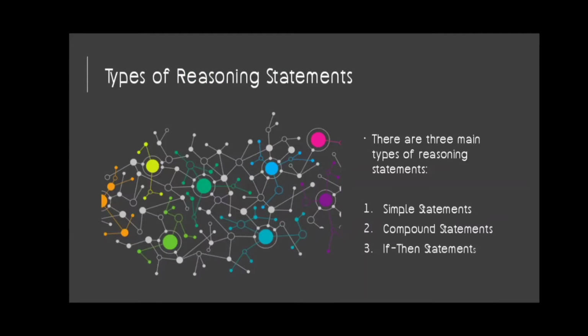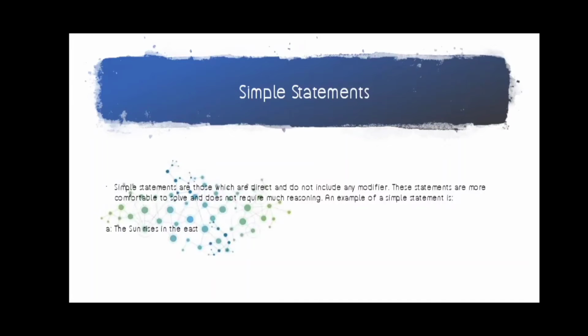Next, we have the types of reasoning statements. There are three main types of reasoning statements: the simple statement, the compound statement, and the if-then statement. First is the simple statement. Simple statements are those which are direct and do not include any modifier. These statements are easier to solve and do not require much reasoning. An example of a simple statement is: the sun rises in the east. In this statement, there is no modifier, and thus it can simply be concluded as true.